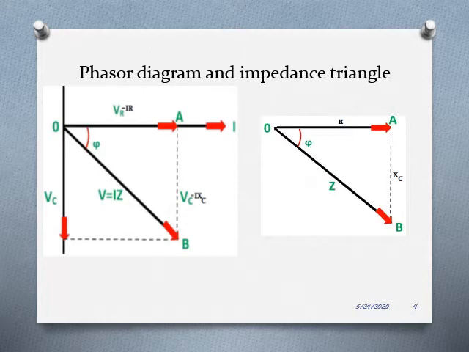That Vc is nothing but AB. Both are on the same y-axis. So OVC is nothing but AB itself, which shows that the voltage is lagging the current by an angle of exactly 90 degrees. So we have drawn the voltage across the resistance and the voltage across the capacitive reactance. Now we should find out the resultant voltage, that is, the total voltage V.